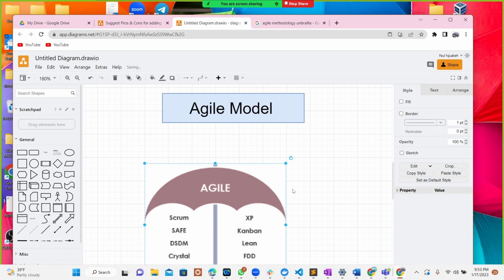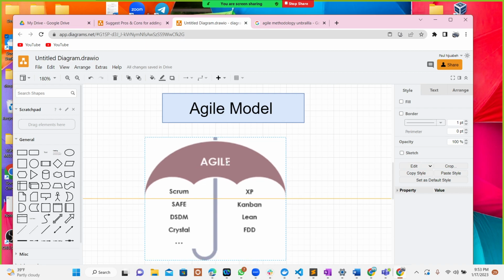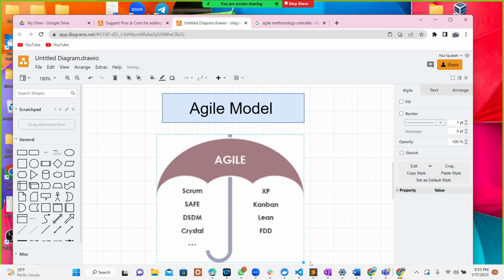Okay, so we say agile is an umbrella term under which we have a set of frameworks, best practices, and all the methods that are all described in the Agile Manifesto. So this is Agile, and it has all these frameworks under it. Scrum is a framework on its own. SAFe is a scaled Agile framework, a framework on its own.